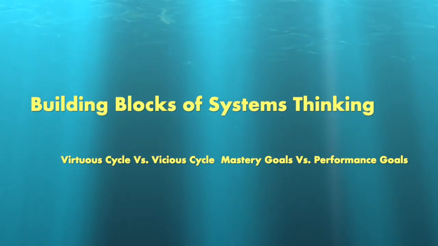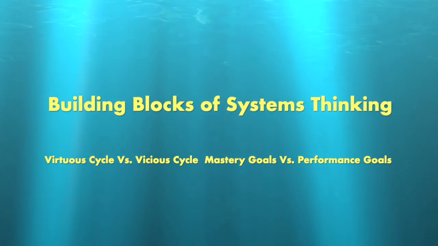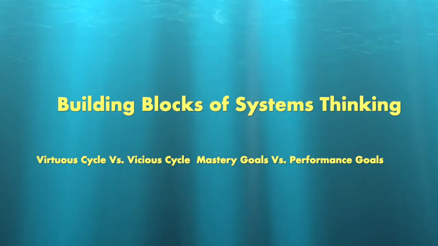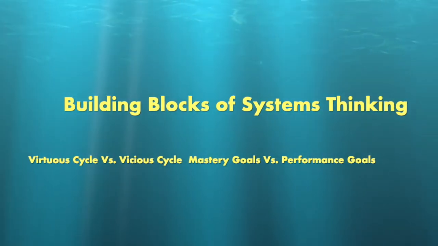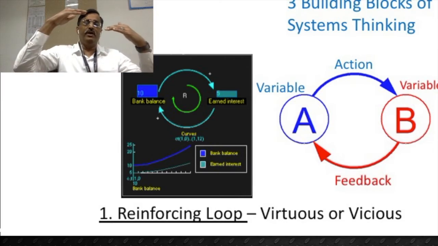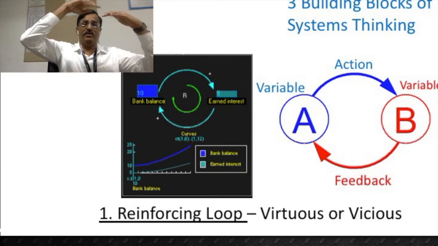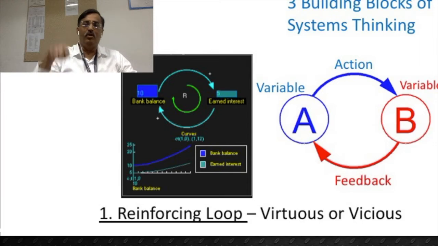According to Peter Senge, there are three building blocks of systems thinking using which you can model any complex system, both human and otherwise. The first one is what he calls the reinforcing loop. Let's learn that through an example of the bank interest rate he gives. So you have a bank deposit which gives you interest, which further grows the bank deposit and which further increases the interest, and this keeps on going in a loop.